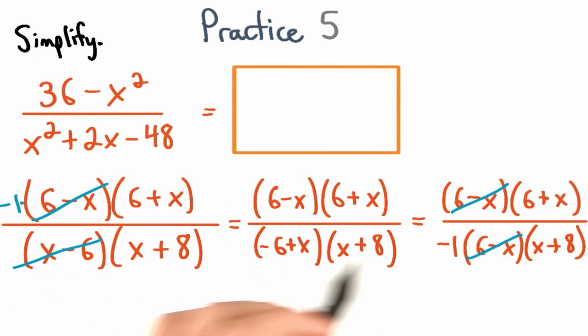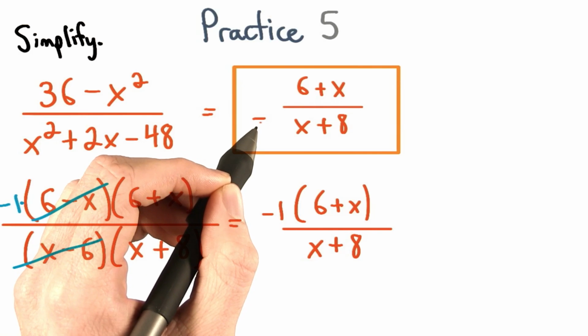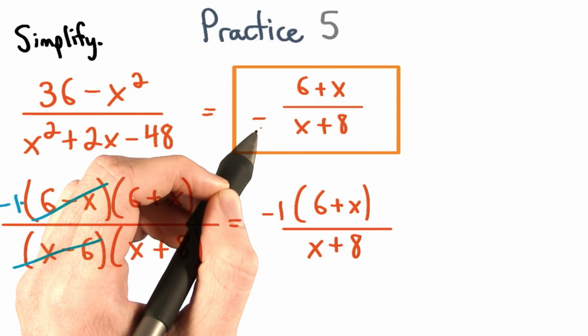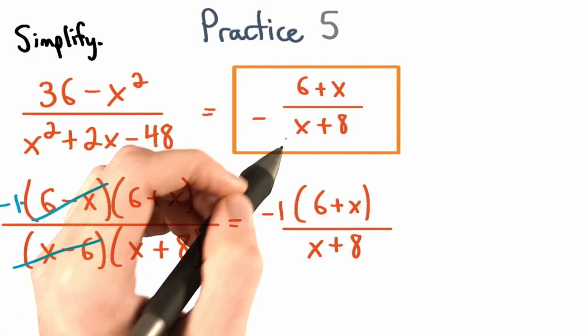We don't need to show all this work. So we're left with this expression. Now I want to acknowledge there are a lot of different answers here. This negative sign could have been distributed to either the numerator or the denominator.